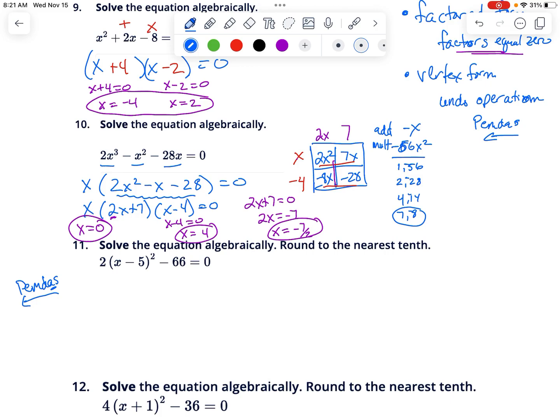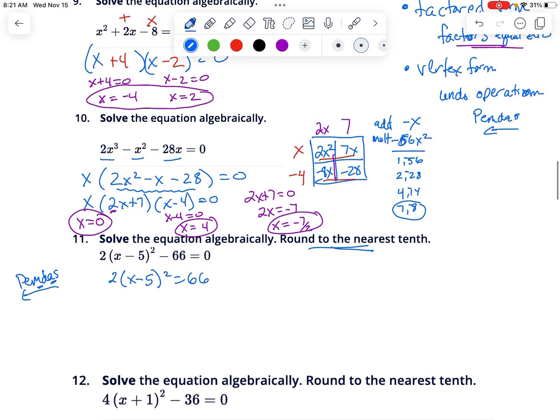So we're trying to get that x all alone. We would not want to FOIL this whole thing out, because also this might not factor. We might have decimals, and especially this kind of indicates we probably will have some decimals. So let's add the 66 to both sides. Then we're going to look to undo any multiplication or division. So we're going to divide by 2. Then we're going to undo any exponents. So we're going to square root both sides.